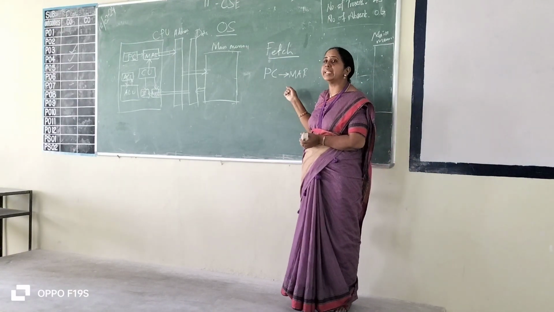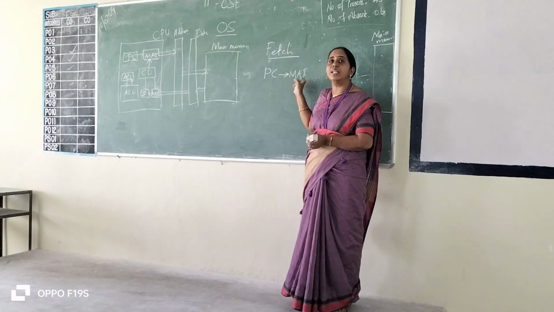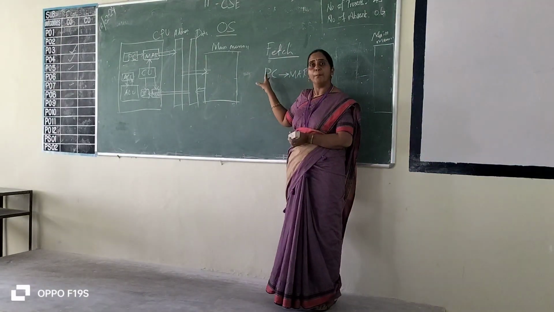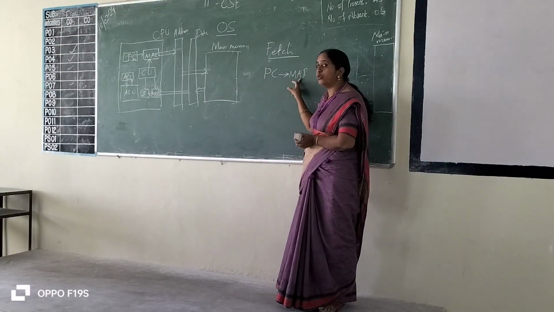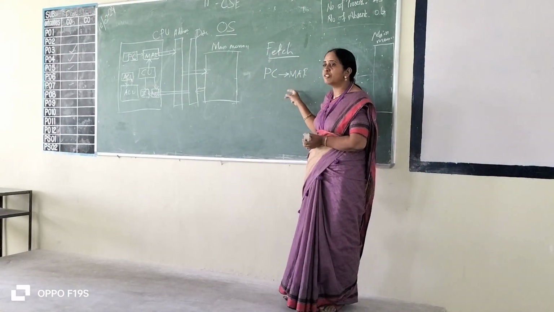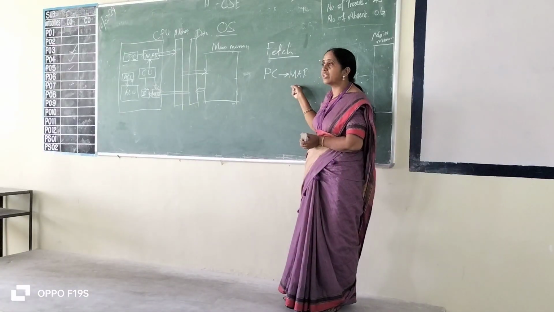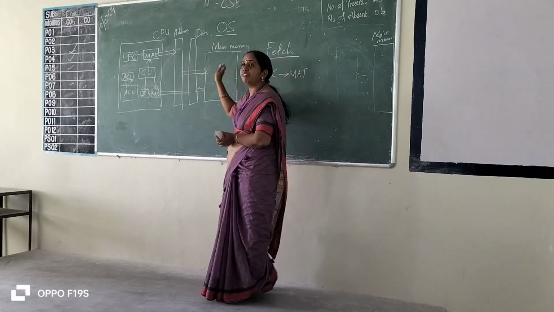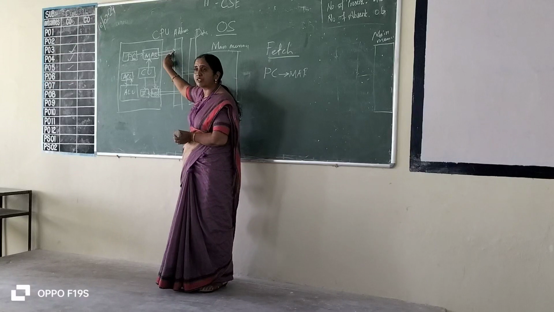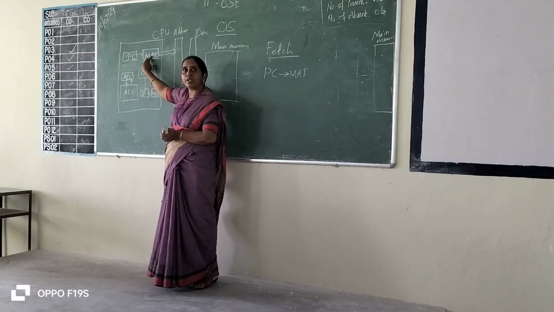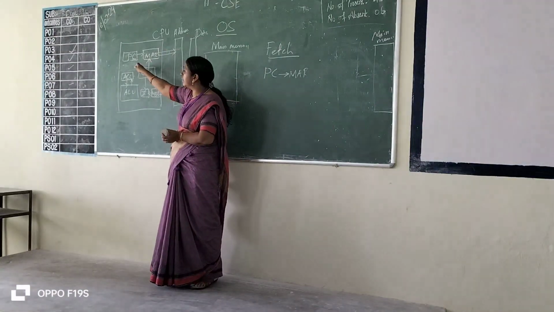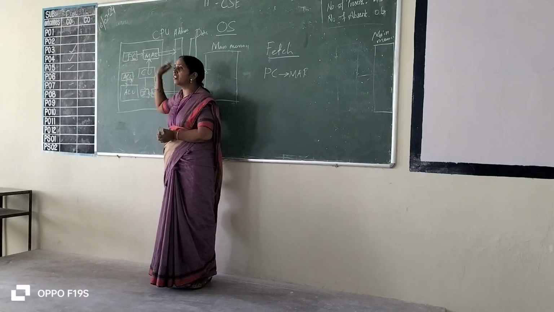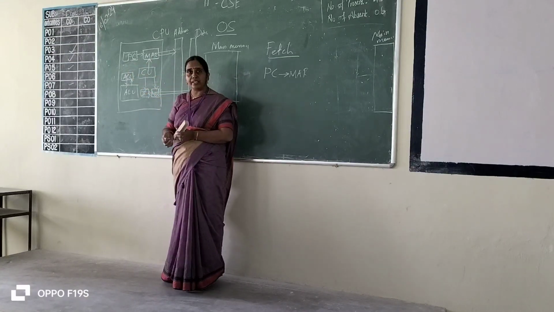Okay, the program counter is having the address of the instruction to be fetched from the main memory. So the program counter address is given to the memory address register, because this memory address register is having the communication with the main memory through this address bus. This memory address register only has communication with the main memory through the address bus. So the address stored in the program counter is given to the memory address register.